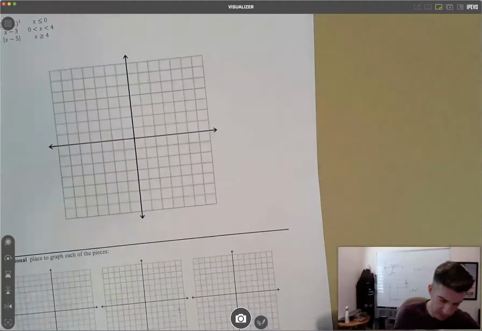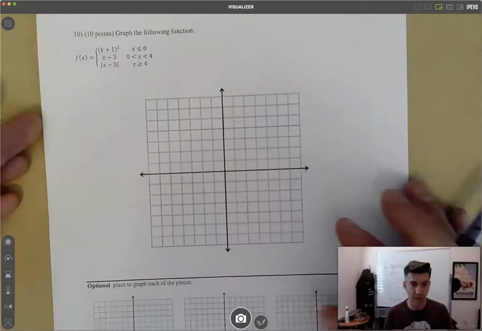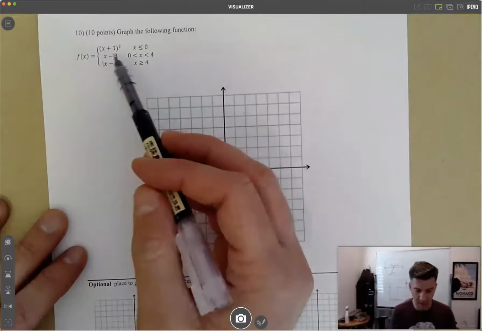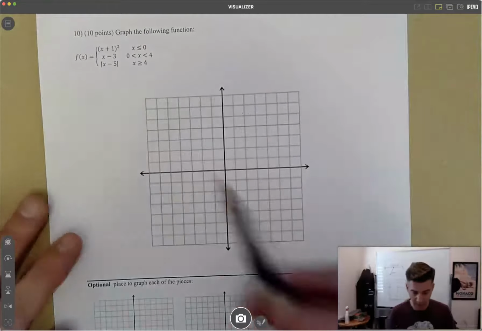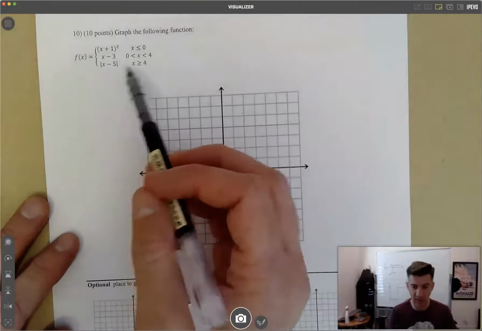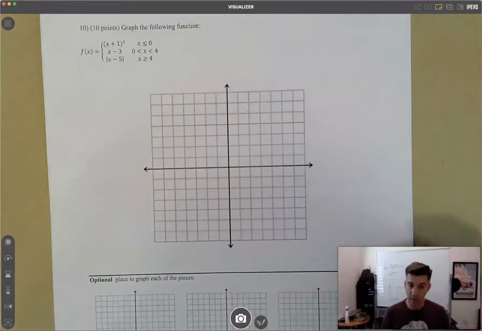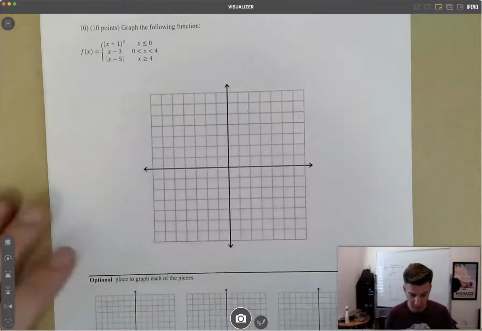All right, let's look at this next graphing one, which is a piecewise function. So we're being asked to graph the following function: (x + 1) squared when x is less than or equal to 0, x minus 3 when x is between 0 and 4, and the absolute value of x minus 5 when x is greater than or equal to 4. And you have the option, although it's not required, to graph each piece on its own. So I'm going to do that real quick.